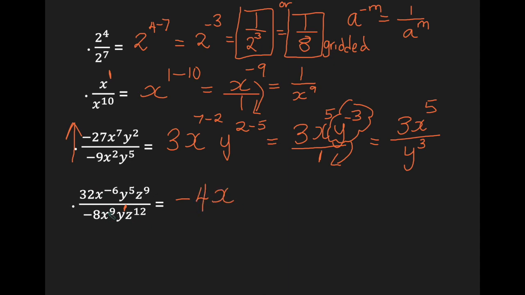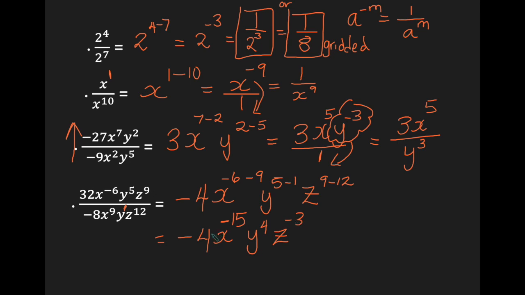My bases match for the x, but I'm going to subtract. That's going to be negative 6 take away 9. The y is going to be 5 take away 1, and the z is going to be 9 take away 12. Now I'm going to end up with negative 4x to the... Now remember my little trick. If the negatives look like they're following each other, your answer is negative because they're up to no good. And then add 6 and 9, so that would give you 15. Y to the 5 take away 1 is 4, and the z, 9 take away 12, is negative 3.